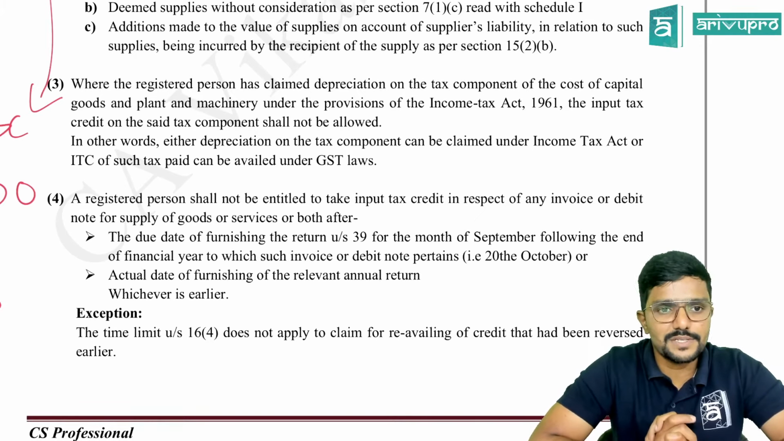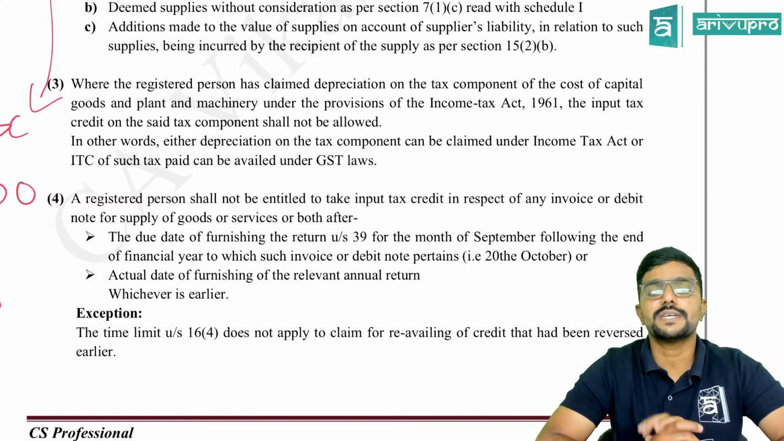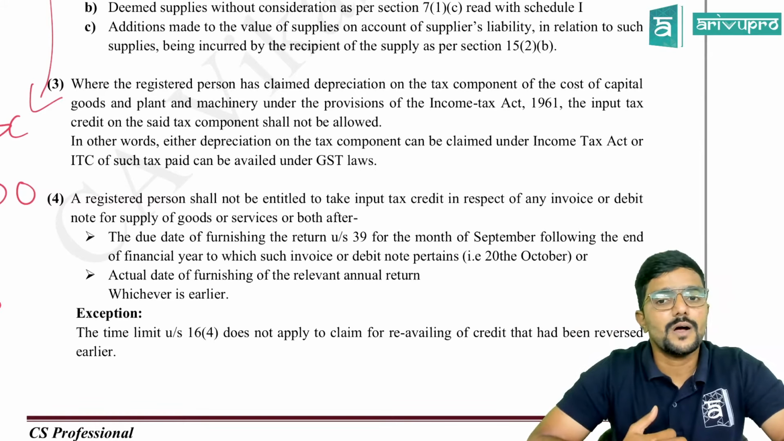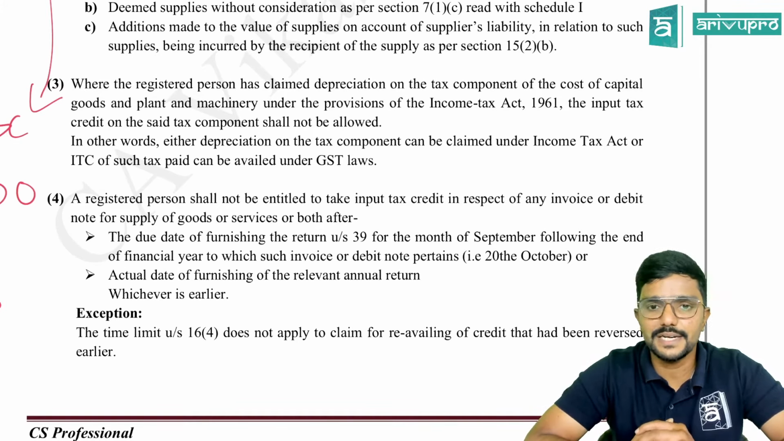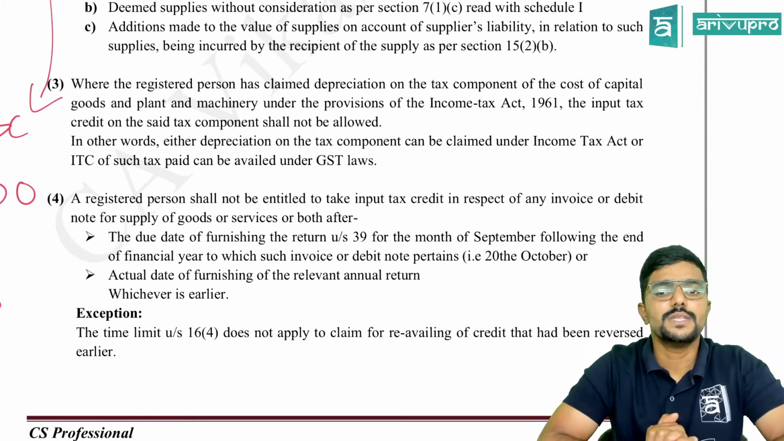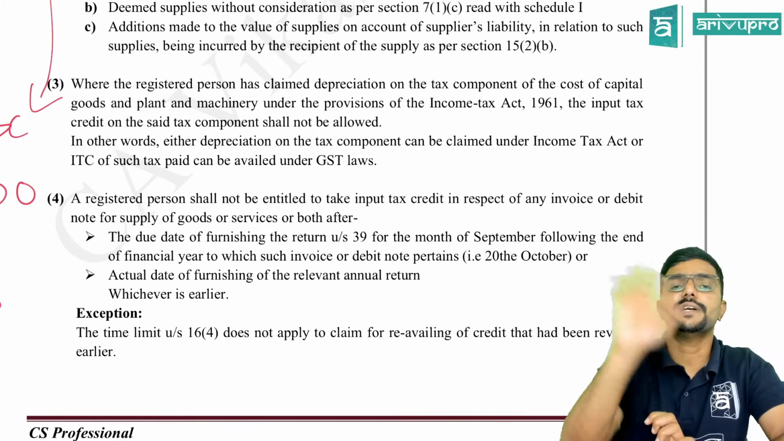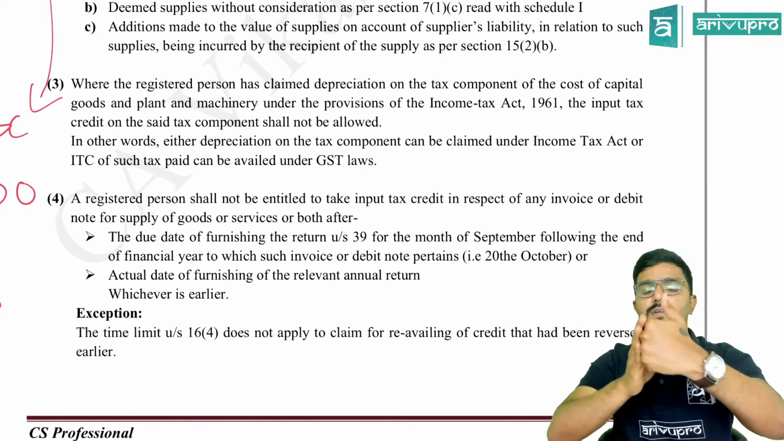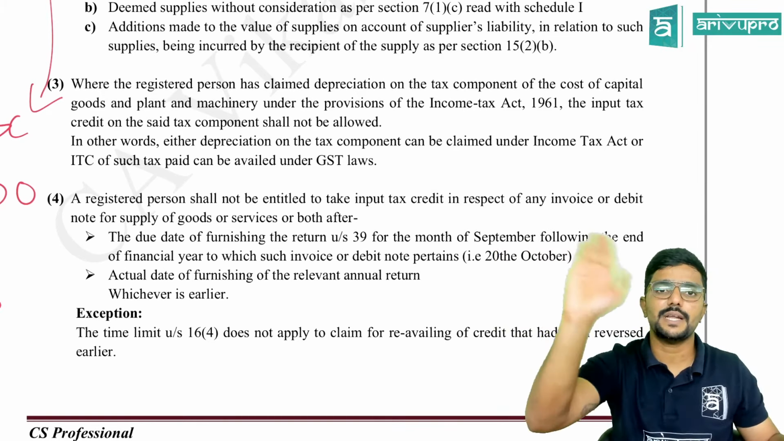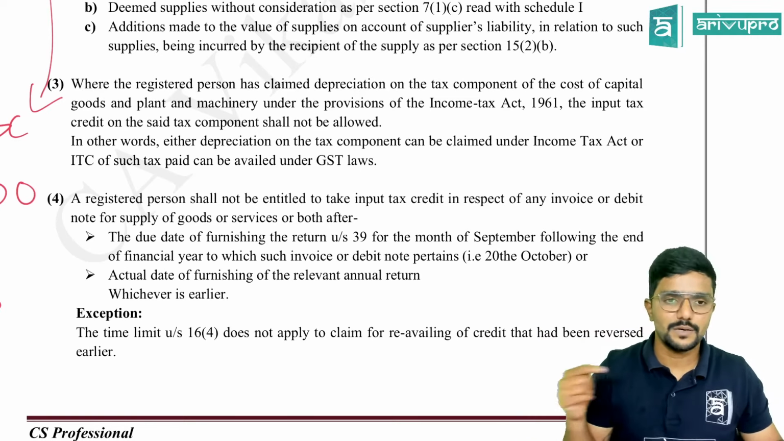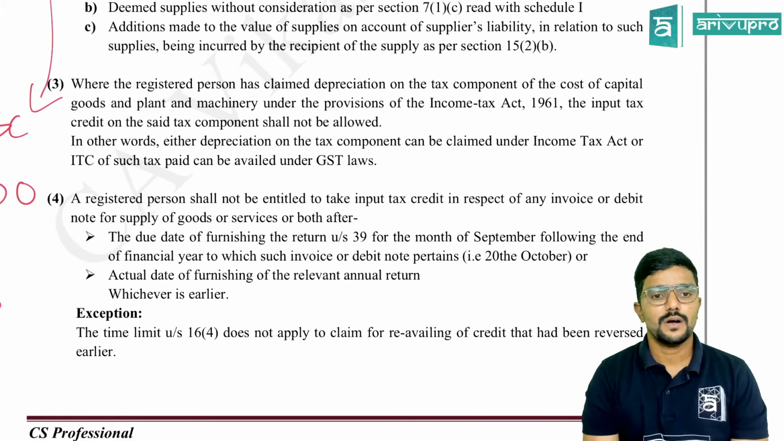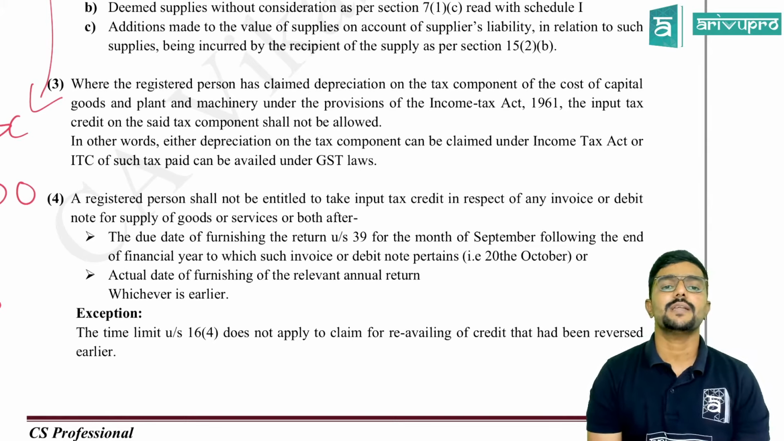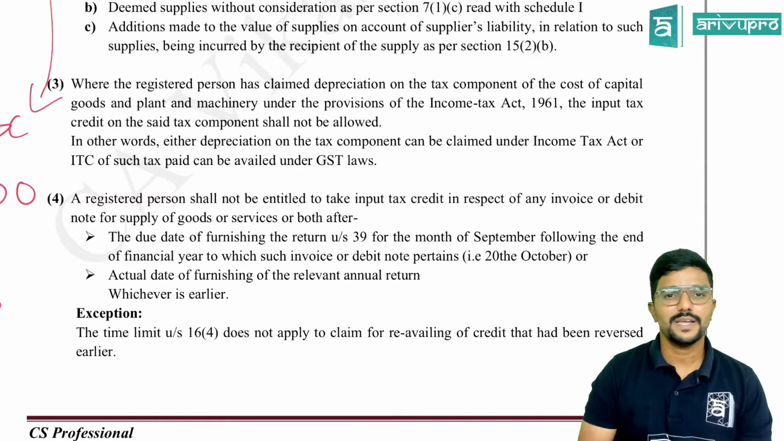Chalo, fine. We'll see what section 16(3) is telling. Where the registered person has claimed depreciation on the tax component of the cost of capital goods and plant and machinery under the provisions of the Income Tax Act 1961, the input tax credit on the said tax component shall not be availed. So if you have added the tax to your cost to claim depreciation, then ITC is not available. In other words, either depreciation on tax component can be claimed under the Income Tax Act, or ITC of such tax paid can be availed under GST laws. Okay, any one benefit you can claim.